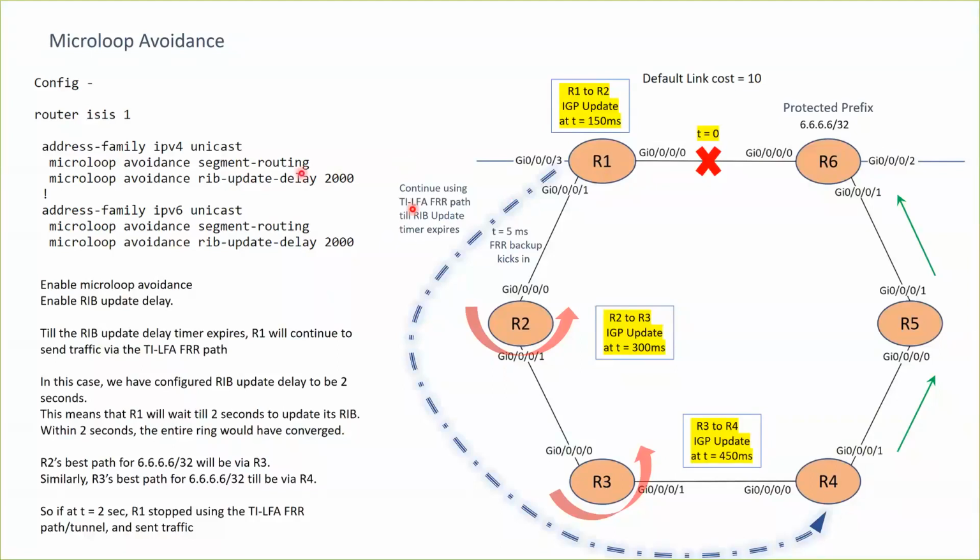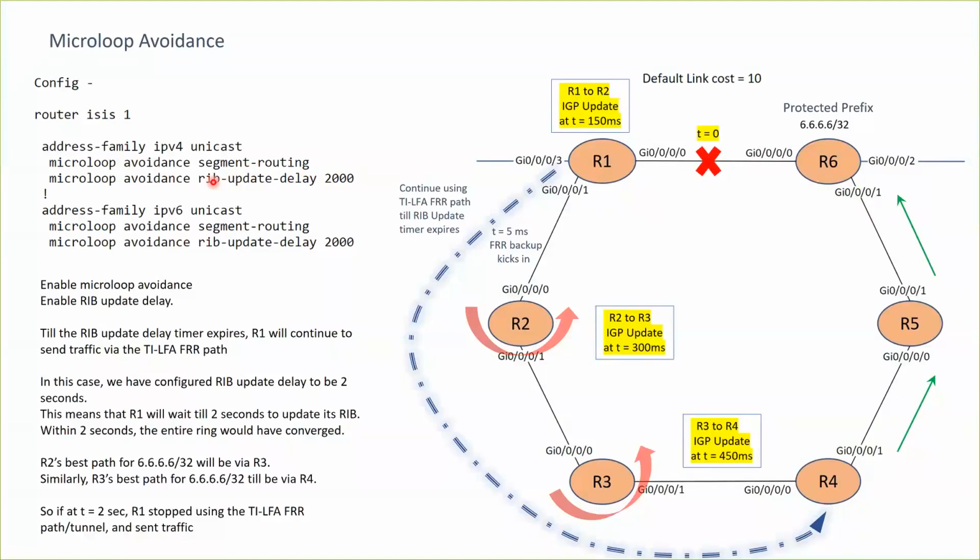So the config for that is segment routing micro loop avoidance, and you give a RIB update delay. What is the default? You are sending the update, but you are not updating it in the RIB. The SPF calculation is done within 150 milliseconds. SPF has calculated that my best path is available, but it cannot update the RIB till 2 seconds. And within that time, the rest of my network has converged. So I don't see a loop.